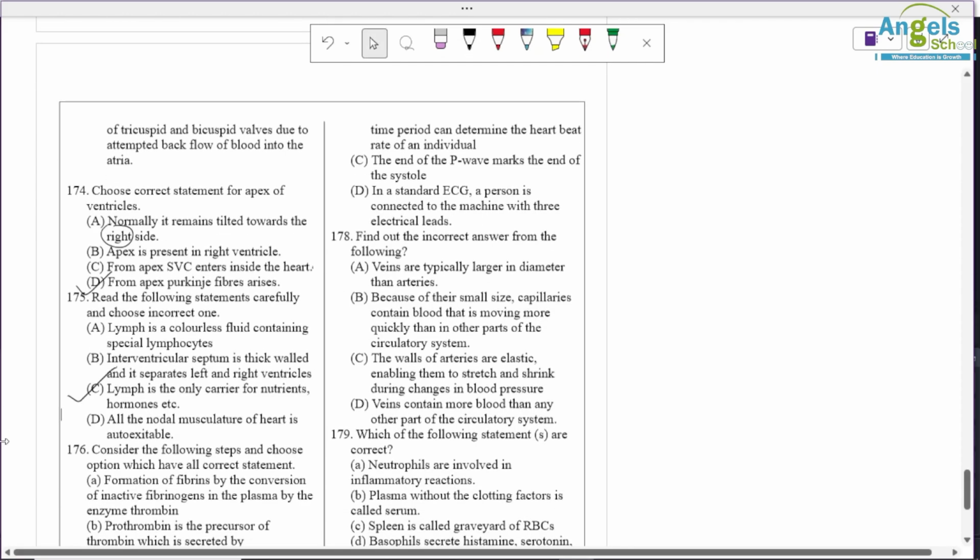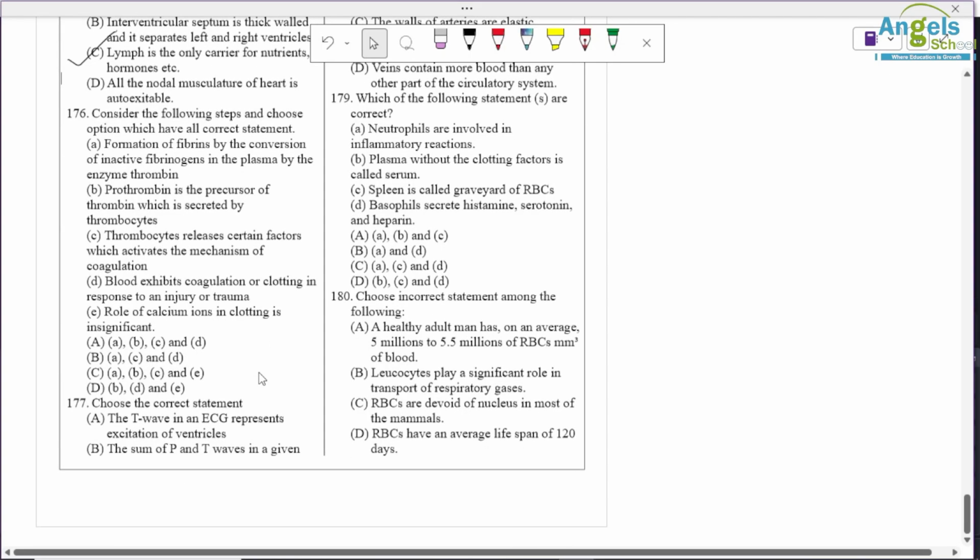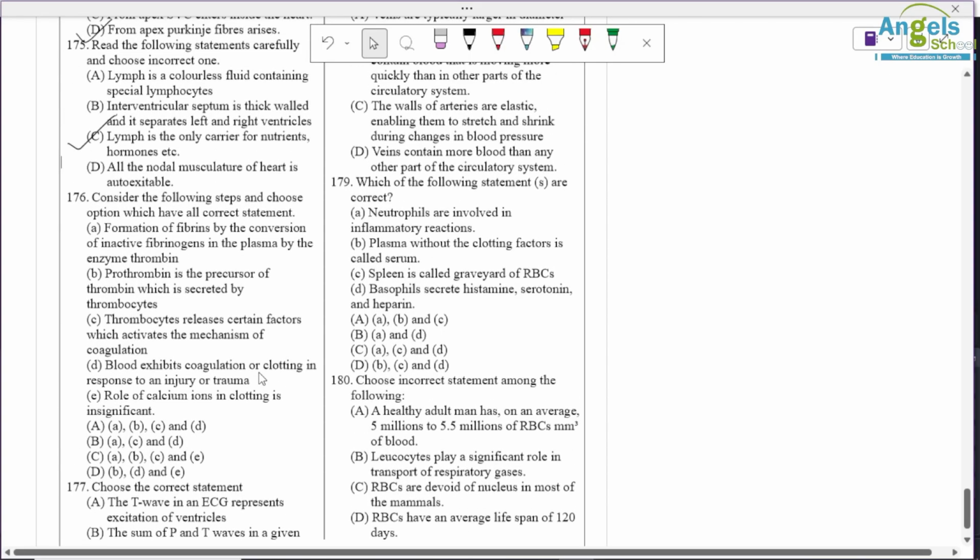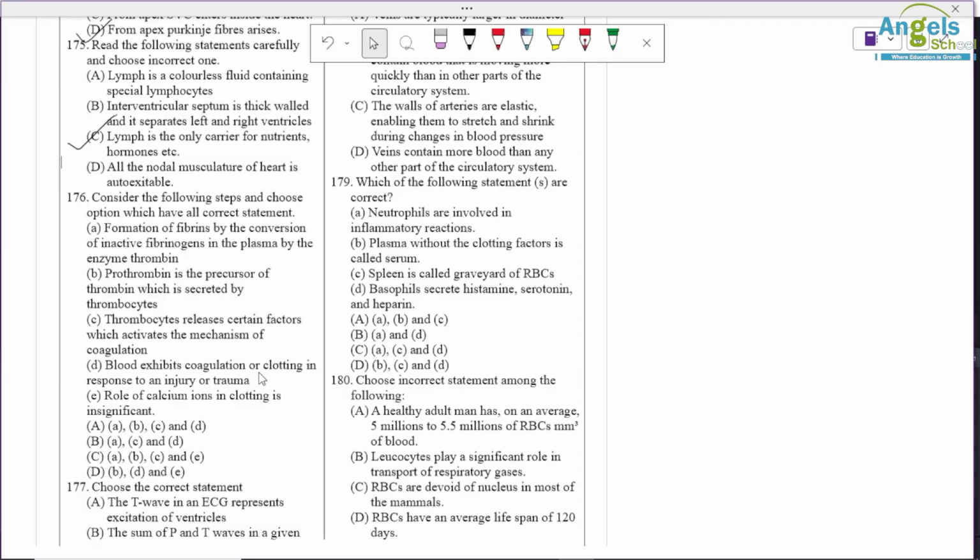Question number 176. Consider the following statements and choose the correct statement. Formation of fibrin by conversion of inactive fibrinogen in plasma by enzyme thrombin. So it is the correct option. Prothrombin is a precursor of thrombin, which is secreted by thrombocytes. So it's not a correct statement. It is synthesized in liver only.